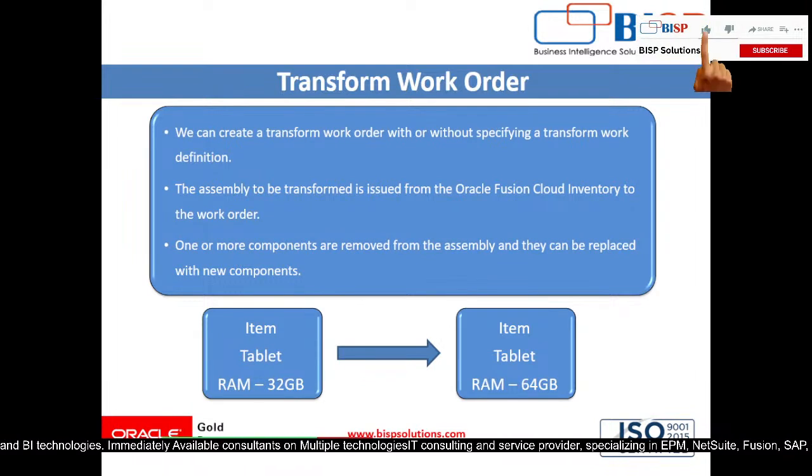For example, we have the item tablet with RAM of 32 GB and the item tablet with RAM of 64 GB, right? The first has RAM 32 and the second one has RAM of 64, right? So we are going to remove this 32 GB from the tablet and replace it with 64 GB, by which the assembly is upgraded to a higher version. Then the transformed assembly is completed in the inventory as a finished good.